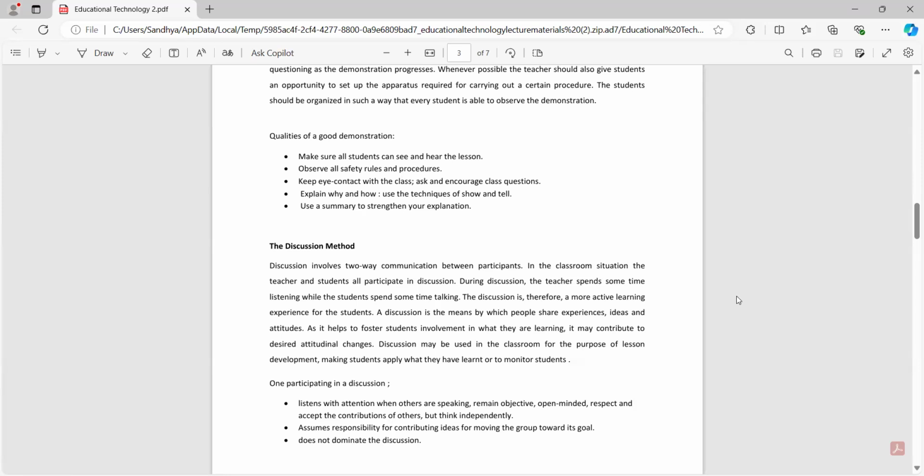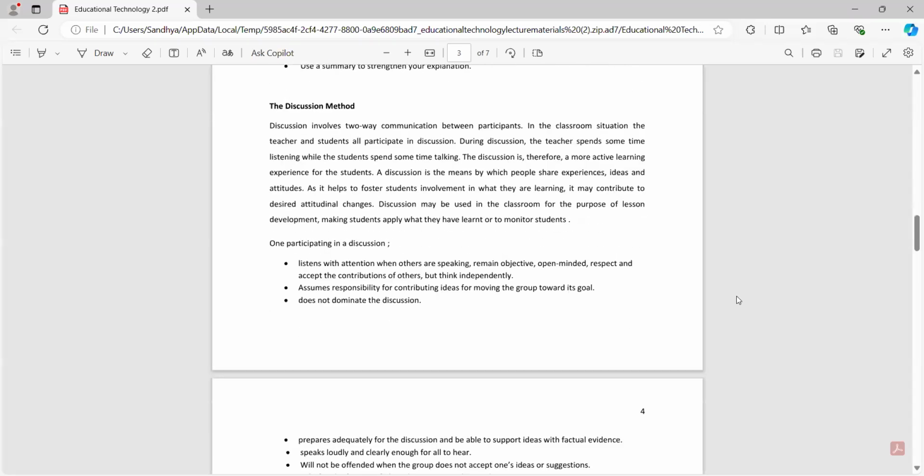So if it is a discussion and it's student-centered, how do you think we can conduct the discussion effectively? What do you think? Students are active participants. They are interactive. So how can you organize a discussion then?